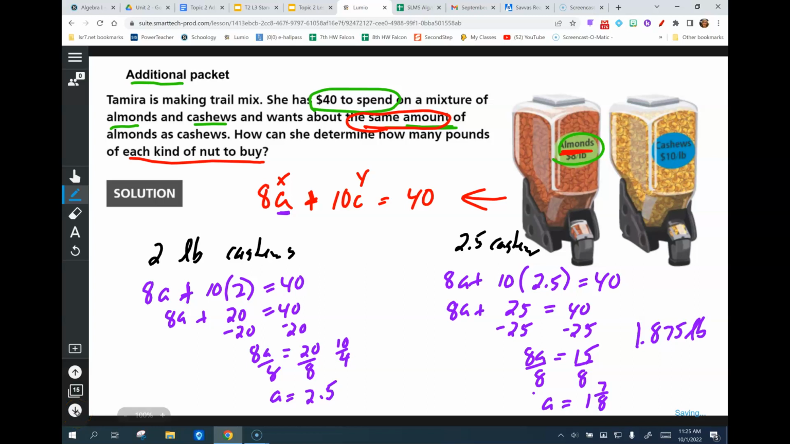Okay, you're not going to be buying that at a store. They're not going to measure out 1.875 pounds. So maybe we should have picked a different number there. But if we were doing a pure math problem, that's what we would have picked for almonds. Okay, so I just wanted you to pick a couple and then see what happens.